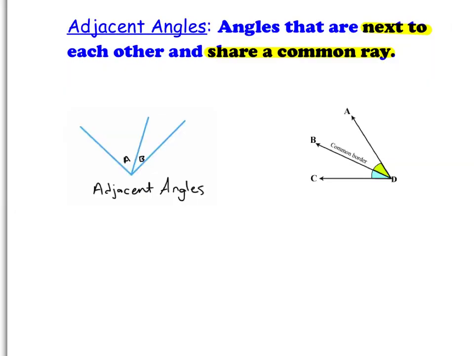Here are some adjacent angles. Adjacent angles mean that they are next to each other. So adjacent means next to. They share a common ray. So notice in the middle here, that is shared by both angles. So here's an angle, B, and here's an angle, A, and they both share this line in the middle. So adjacent angles are angles that are next to each other.